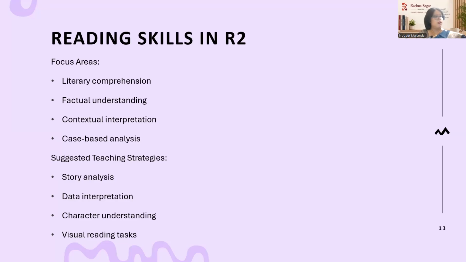A passage is given and the learner needs to identify. For instance, if there is a travel article, the student may answer where the event happened, why it happened, and what conclusion you can draw from it. Another important concept is contextual interpretation. A context is there and you need to interpret.